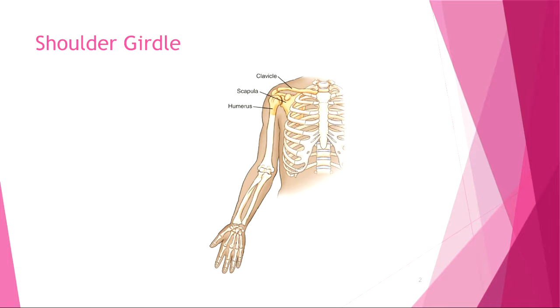When we look at the shoulder girdle, which is in this chapter, notice it's made up of the clavicle, the scapula, and the humerus. All three of those compose the shoulder girdle. So you've got the clavicle, the scapula, and the humerus that make all of that up.